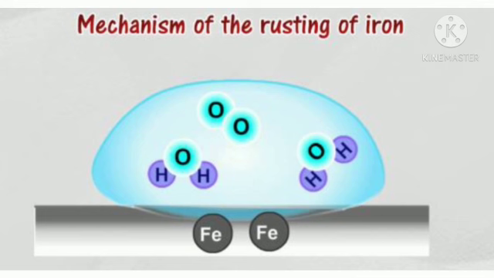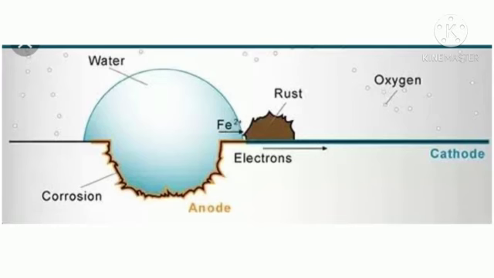The rust is formed by an electrochemical reaction. In this reaction, at the anode region, iron is oxidized to Fe2+ ions and oxygen is reduced to form water in the cathode region.